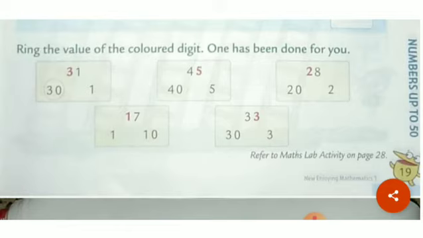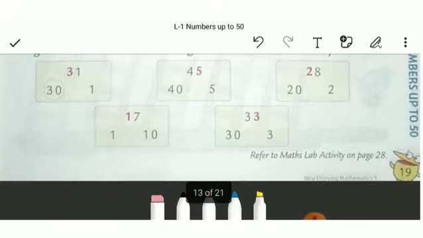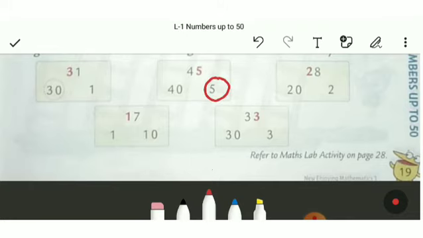In the next example, 45 is given. In the number 45, 5 is the colored one. So we have to find out the value of 5. 5 is on ones place, so its value is 5. So we have to circle this 5. Okay. This way you have to complete the remaining ones.